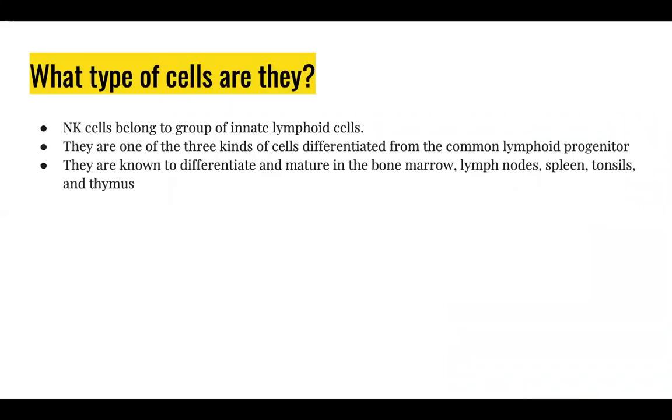What types of cells are they? They are not phagocytic and are one of three kinds of cells differentiated from the common lymphoid progenitor. NK cells belong to a group of innate lymphoid cells. They are known to differentiate and mature in the bone marrow, lymph nodes, spleen, tonsils, and thymus. Their granules contain preformed biologically potent molecules and play a role in defense against both intracellular and extracellular pathogens.